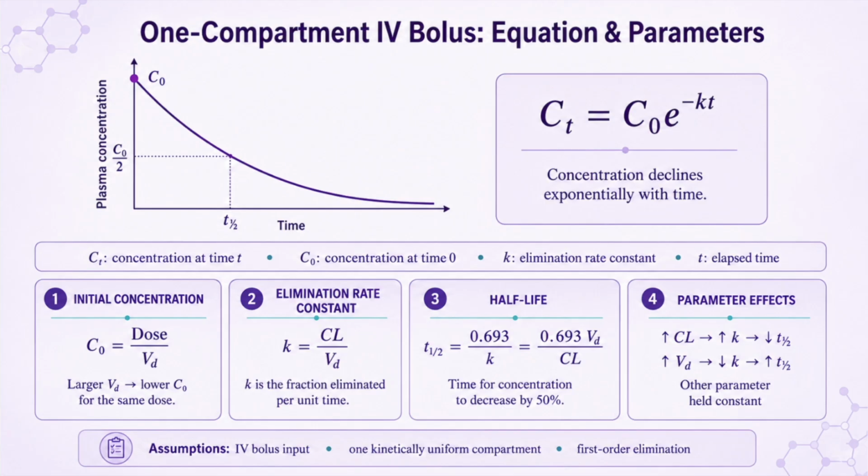This relationship explains two important effects. If clearance increases while Vd remains constant, K increases and half-life decreases. If Vd increases while clearance remains constant, K decreases and half-life increases. These relationships apply under the assumption shown here: IV bolus input, one kinetically uniform compartment, and first-order elimination.